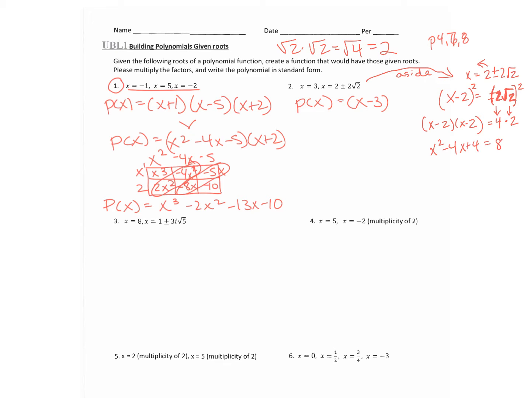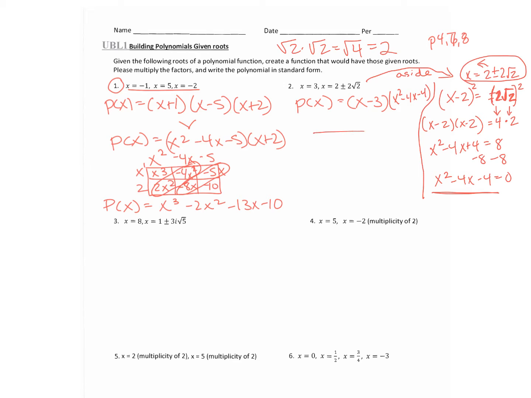My last step, my third step, is to set it equal to 0. So I'm going to subtract 8 from both sides and get x squared minus 4x minus 4 equals 0. So this was the trinomial, the quadratic factor, that gave me this 2 plus or minus 2 rad 2 as my answer. So I'm going to write it in, and I'm kind of close together. Sorry about that. It happens when I'm writing on my iPad. I get x squared minus 4x minus 4.